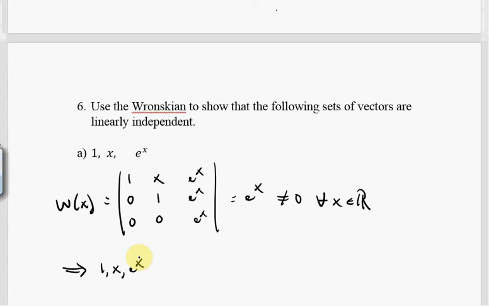The theorem for the Wronskian scheme says that if the Wronskian comes out to be something that's not zero, then the functions are linearly independent. We get not equal to zero, so here linearly independent. Okay. Same thing happens for that one too, and you can do that one on your own time. Any questions?